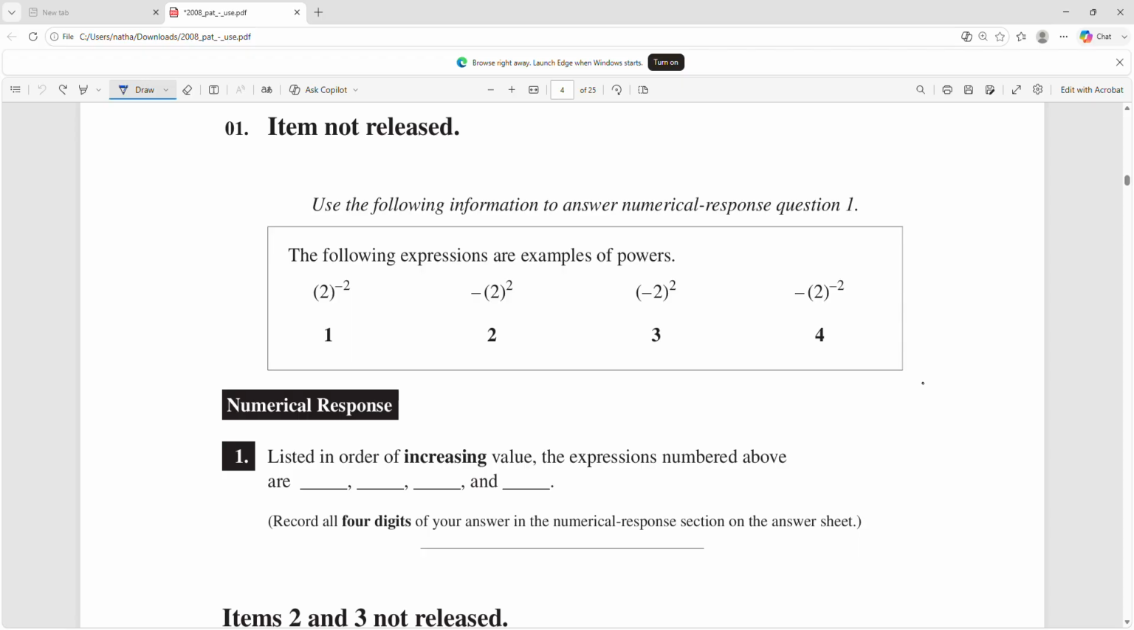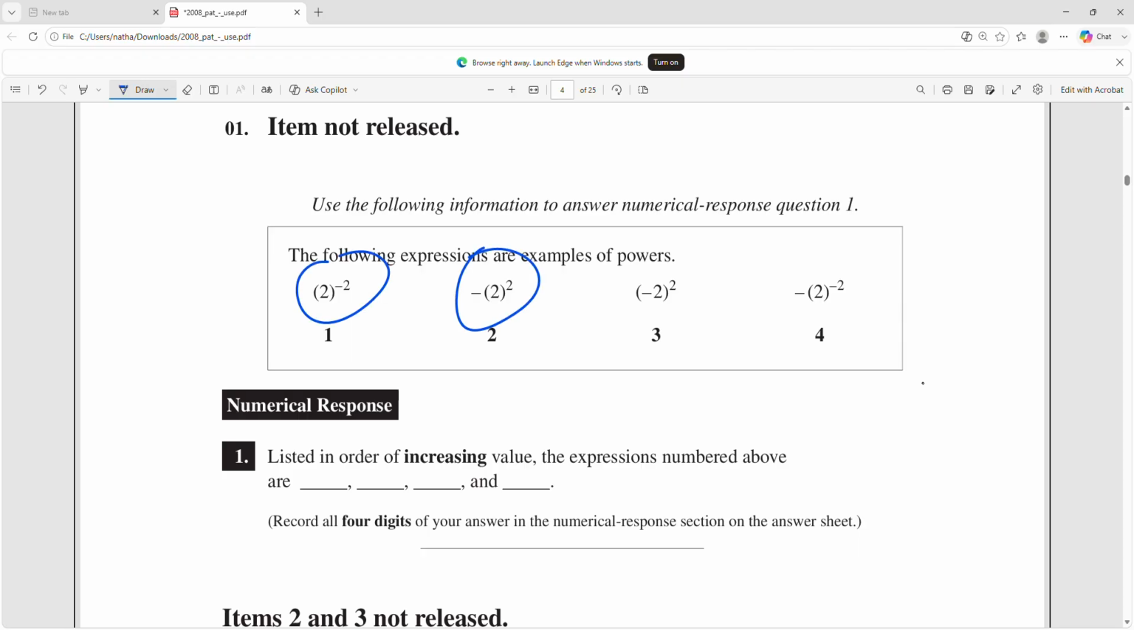Here they are: 1, 2, 3, and 4. We have different powers here. It says to list them in order of increasing value, the expressions numbered above are. So increasing value, we're going from small to big. That's what increasing value means. So let's just evaluate these.